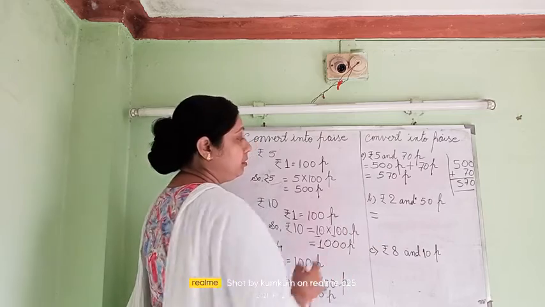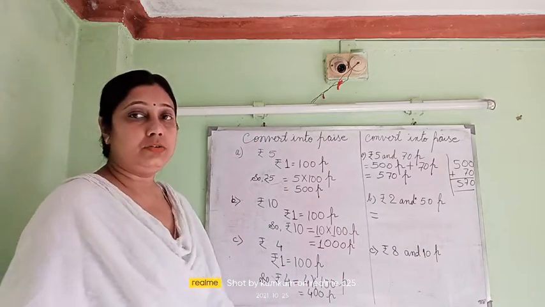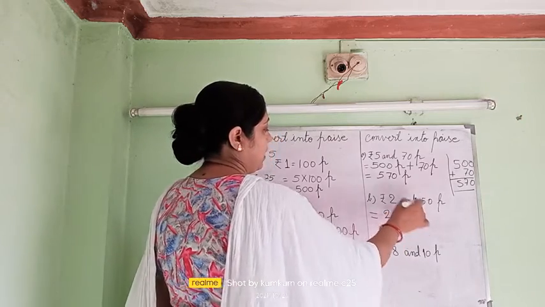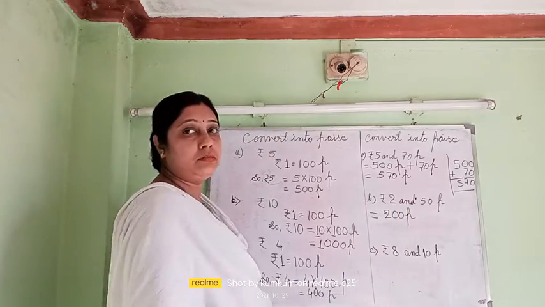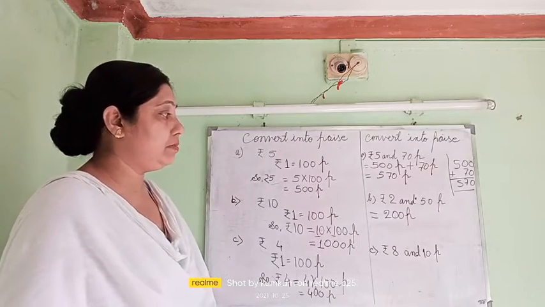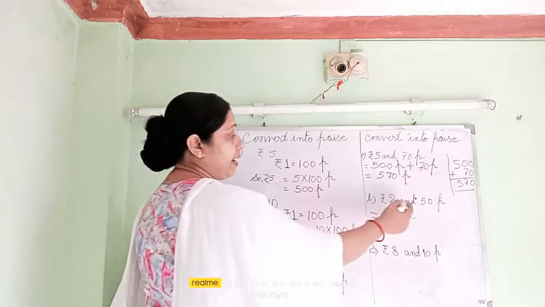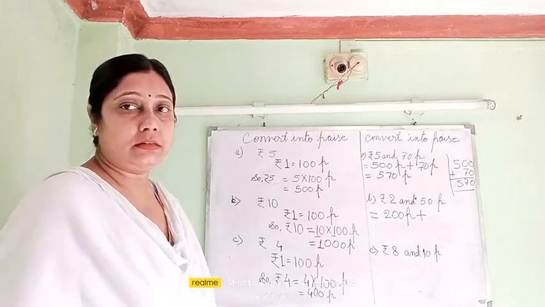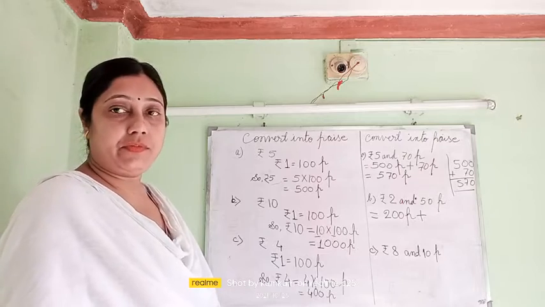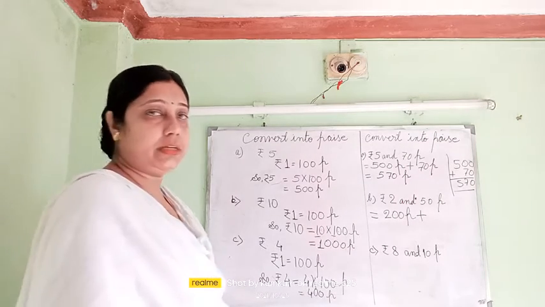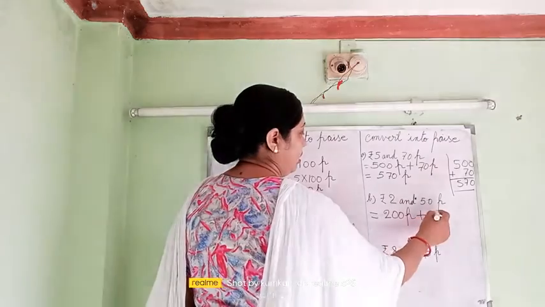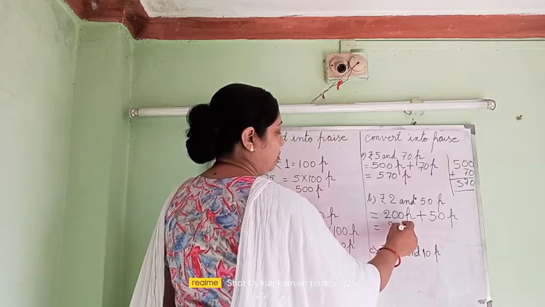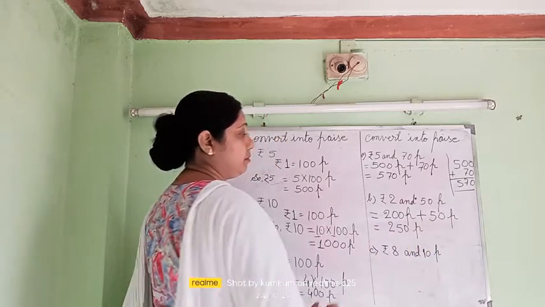Okay. Now next one, 2 rupees and 50 paise. So I told you 2 rupees means what? 2 rupees means 200 paise. Directly you will write down, no need to convert here. 2 rupees means 200 paise. In place of and, you are going to put plus sign. Now 50 paise, you are going to add with this. So I am going to write here 50 paise. Now 250 paise. Okay.